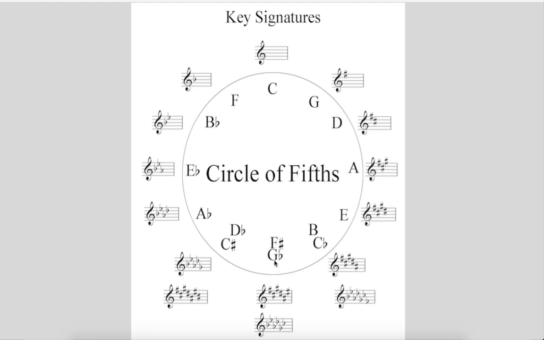Let's go G flat to transition to flats. Up a fifth gets us to D flat, and there's a key signature for D flat, and C sharp if you like. D flat up a fifth is A flat, up a fifth to E flat, up a fifth to B flat, up a fifth to F, up a fifth from F gets us back to C. So it makes a complete circle.